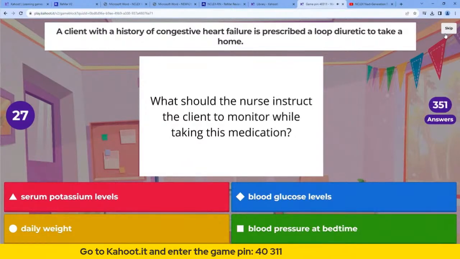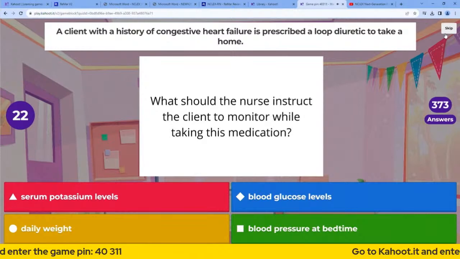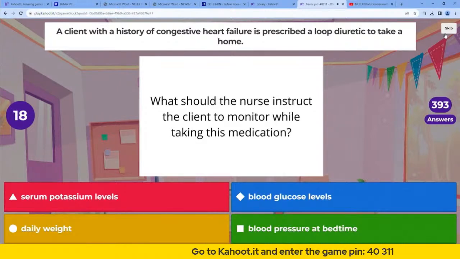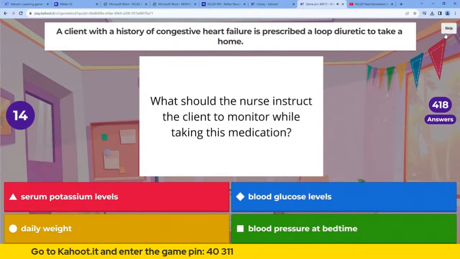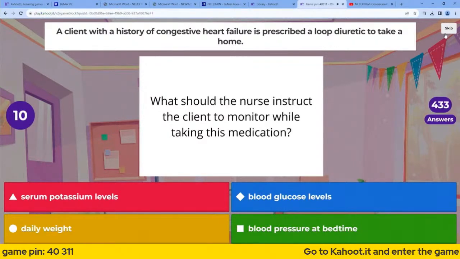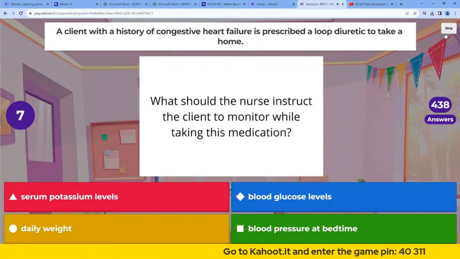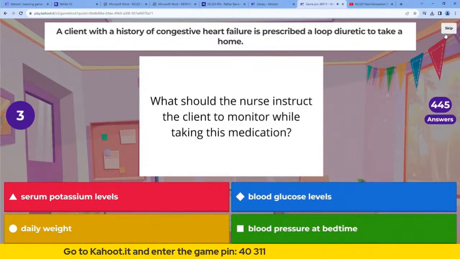Ooh, I love this game night. I love this one. It's fire. It's critical thinking. You got 18 seconds. All right. I got a mix of people who are saying it's red. Some people are saying no, it's yellow. Which one is it?